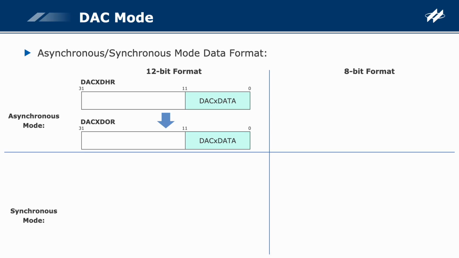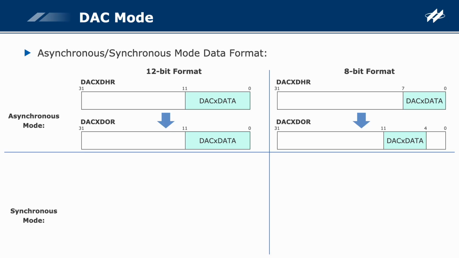The 12-bit data can be written directly to the DAC XDHR register and the data remains unchanged after transferring into the DAC XDOR register. The combination of asynchronous mode and 8-bit data format. The 8-bit data can be written directly to the DAC XDHR register, and the data will be shifted left by 4 bits and then transferred into the DAC XDOR register.